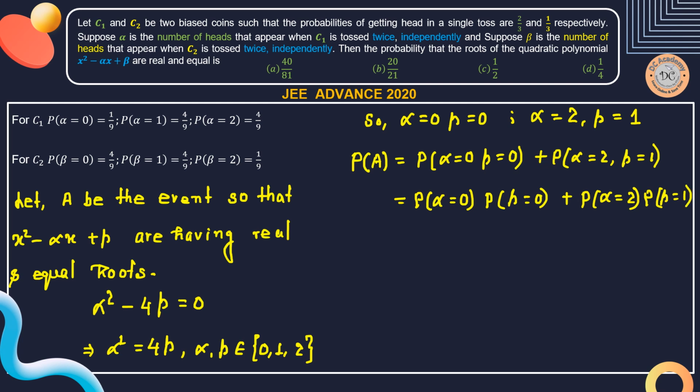Now observe that we already calculated these events earlier. Alpha equal to 0, it's 1/9. Beta equal to 0, it's 4/9. Alpha equal to 2, it's 4/9. And beta equal to 1, that's also 4/9. So what happened? 4 times 4 is 16, 16 plus 4 is 20, 20 divided by 81. And that's it. So for this problem, option B is the correct option.